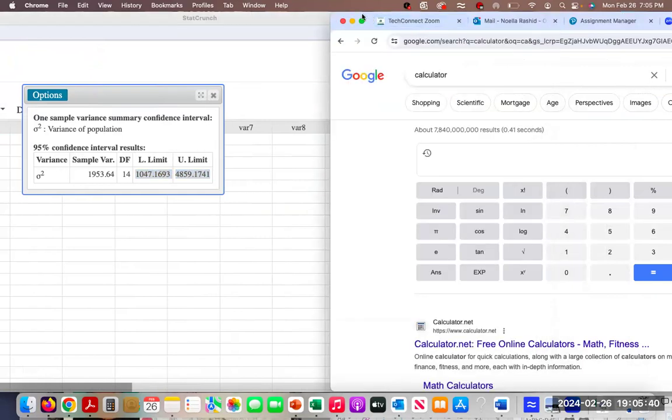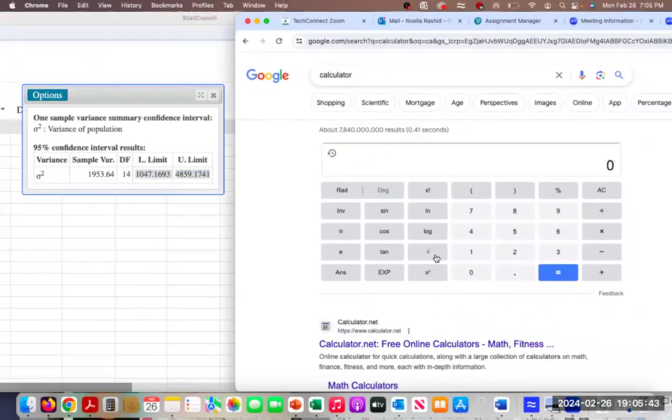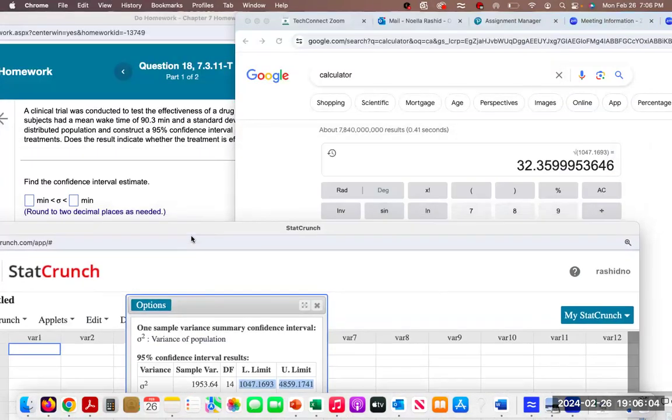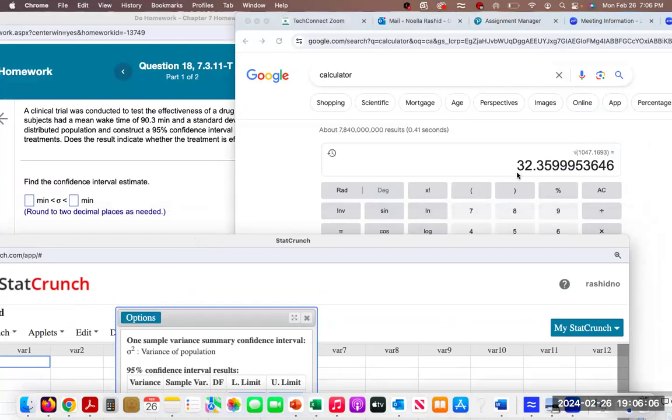Okay, let's do the lower limit first. So the square root of 104.1693. I'm not going to round, I'm going to round at the end. So this is what I get. That's the value for the lower limit. Rounded to 2 decimals, we get 32.36.